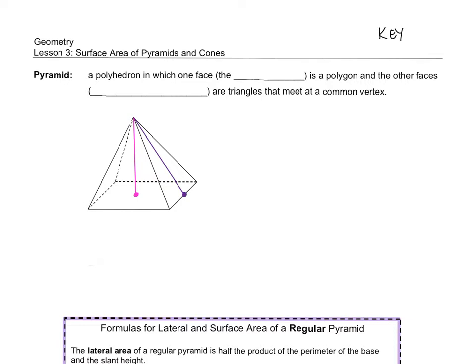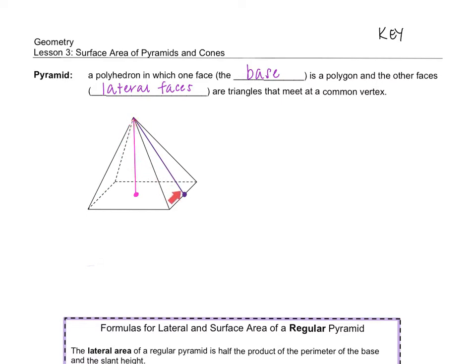So we're starting off looking at pyramids. We're going to start off with the definition of it. It's a polyhedron in which one face, which we call the base, is a polygon, and the other faces, which we call lateral faces, are triangles that meet at a common vertex. We can look at the visual down here. We see we have a base, and all our other faces are going to be triangles.